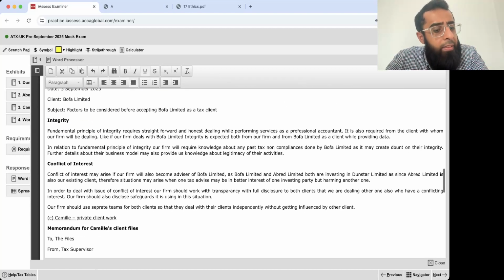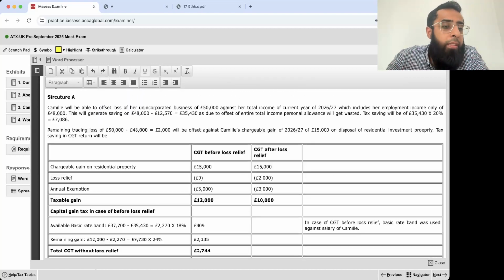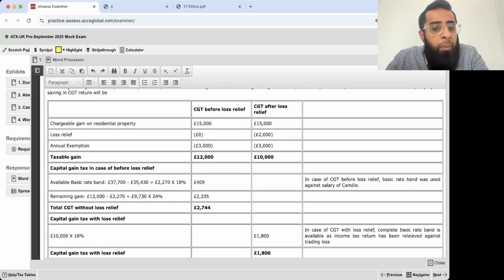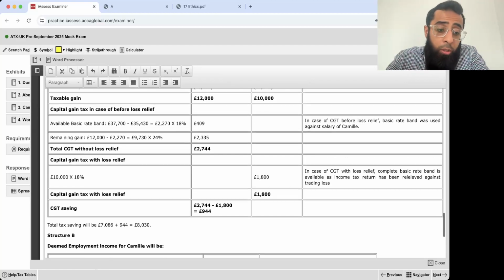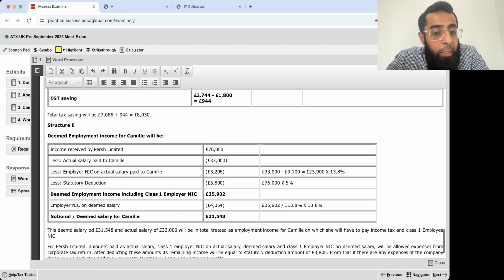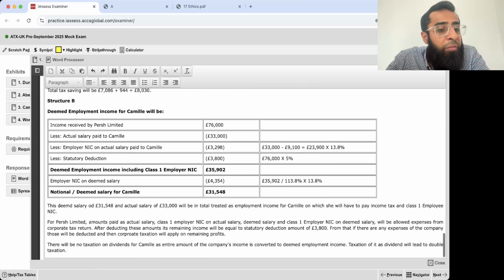Ethics, very easy. Then here structure A, loss relief. In CGT saving, maybe a student makes an error, but if he has done good past paper practice, this is also something which is already taught multiple times. Then deemed employment income is just simply a format to follow, nothing else. Okay, so with this, our question number 1 of this official mock exam is done.